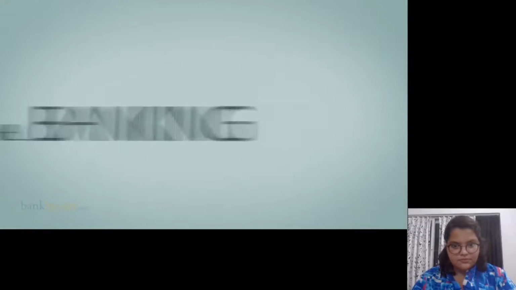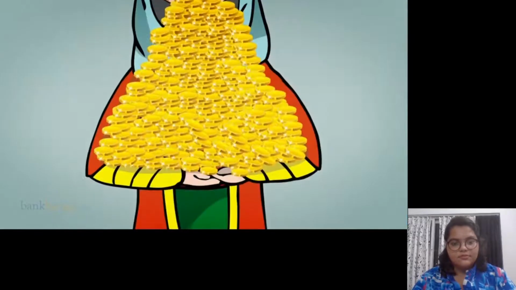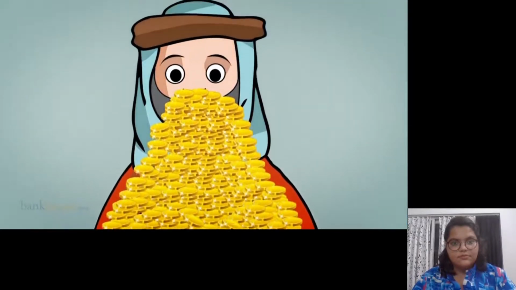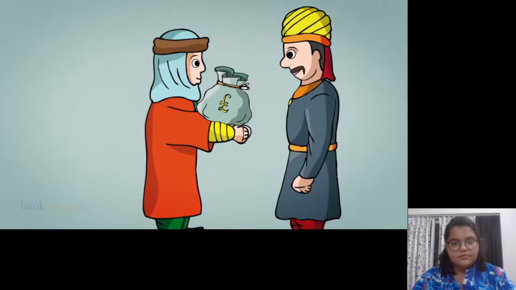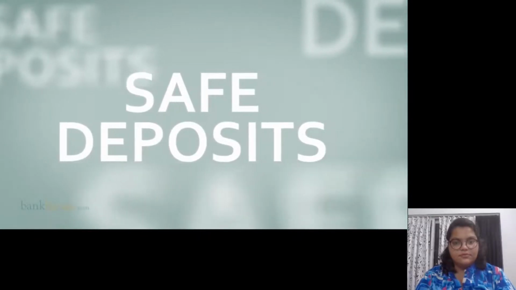The traditional banking system was initiated through the concept of safe deposits. When the merchants traveled all over the world, they needed a place to safeguard their gold coins. Hence, they approached the goldsmiths to store these surplus gold in their safety vaults. This is how safe deposits came into existence.